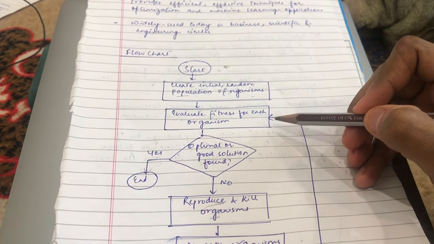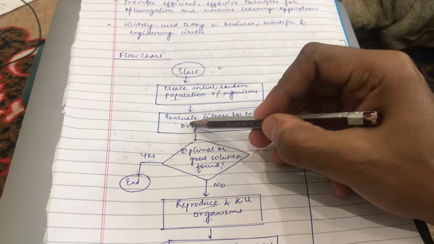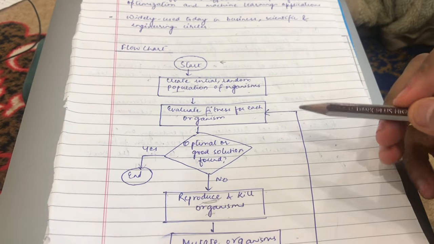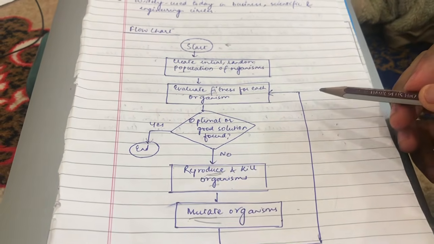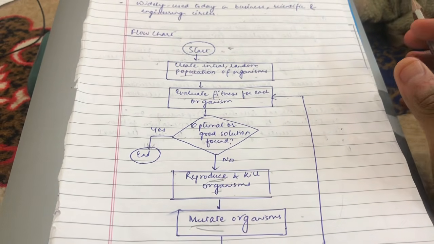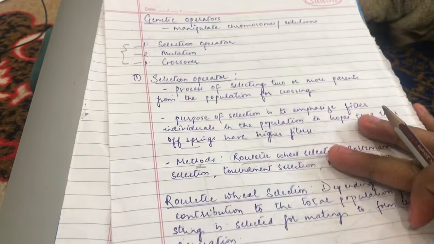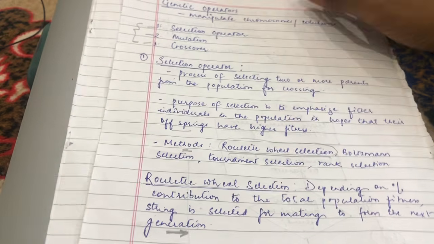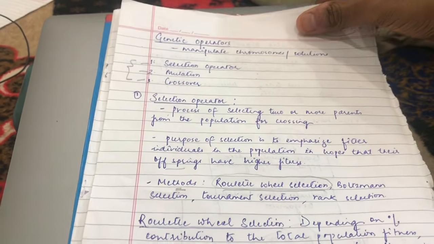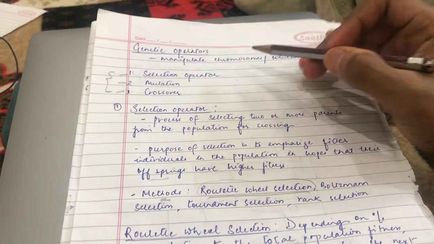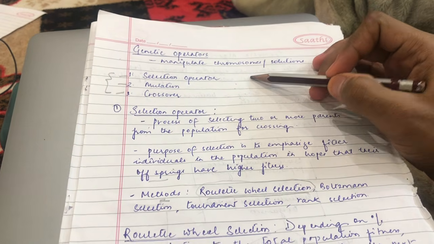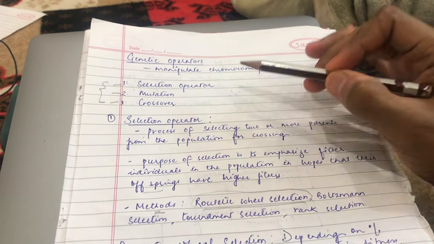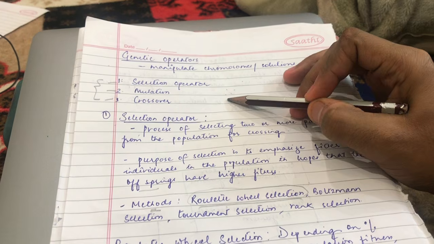So don't worry about these terminologies like evaluating the fitness, reproducing of organisms, then mutation of organisms. All these terminologies will become clear once we do a question. So next, let us look at the genetic operators. Typically a genetic algorithm involves three steps. First is the selection operator, the other being mutation, then the last step being crossover.